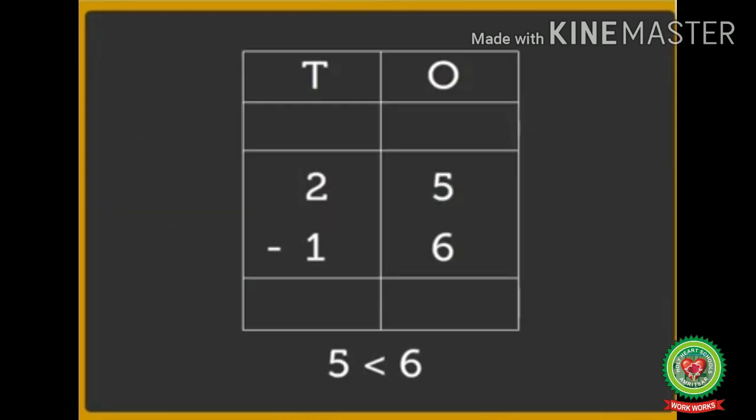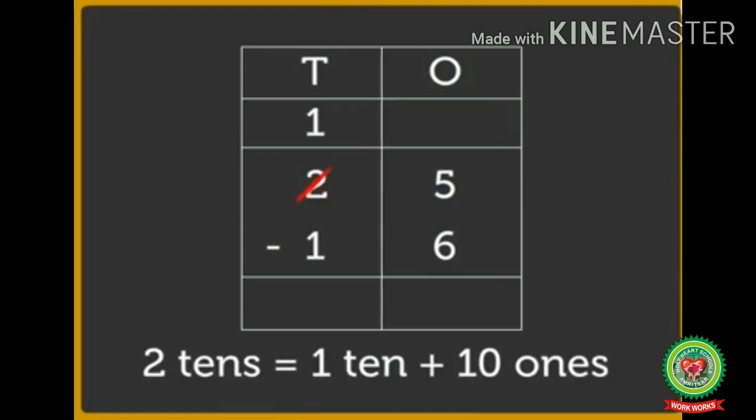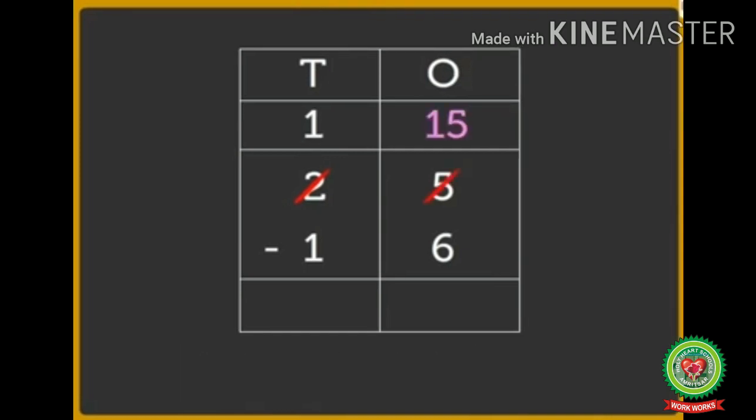So, first of all, the total number of snails was 25. So, we will write 25 first. Then, how many hid themselves? 16. That means we have to subtract 16. Now, we can see that 5 is less than 6. So, we will take a borrow from 2. Now, 2 tens will give 1 ten to 5. And that will become 15. 1 ten and 5 ones will become 15.